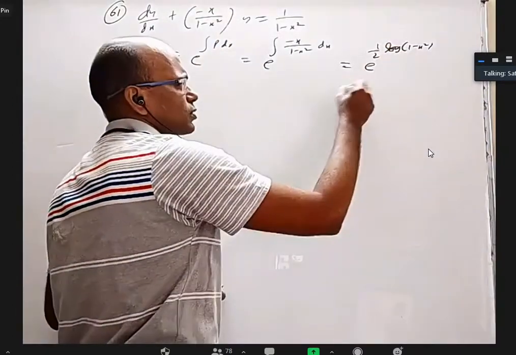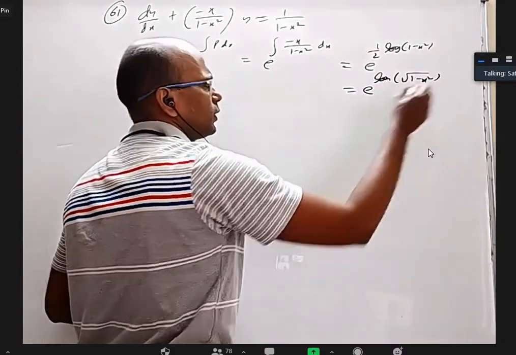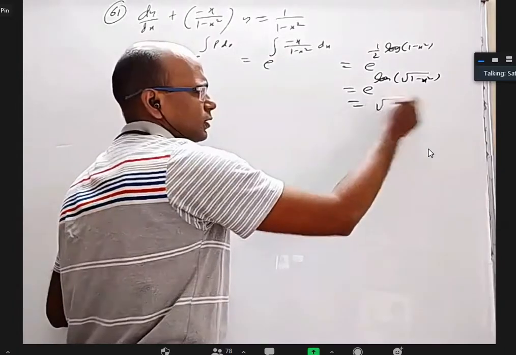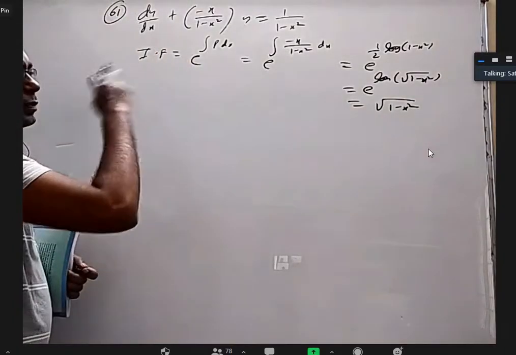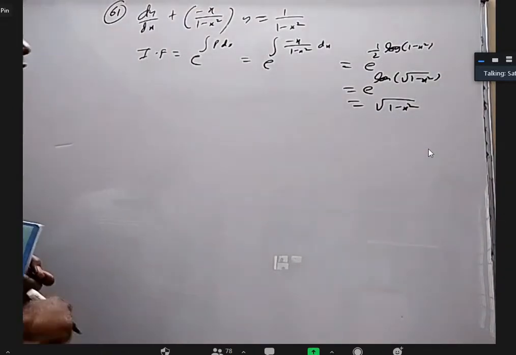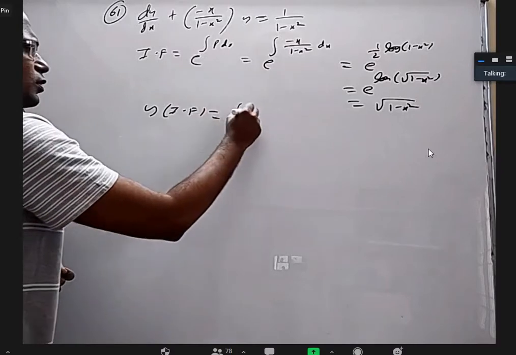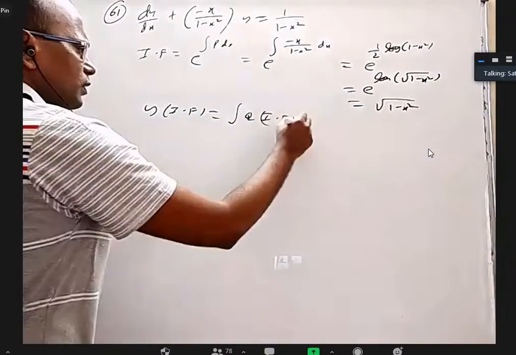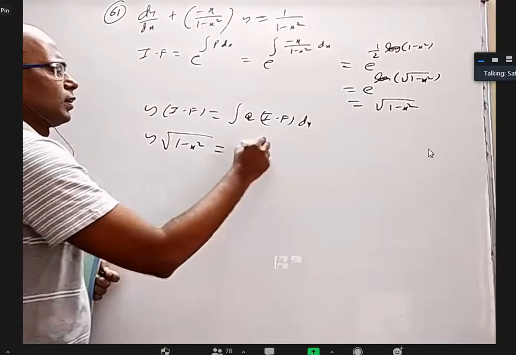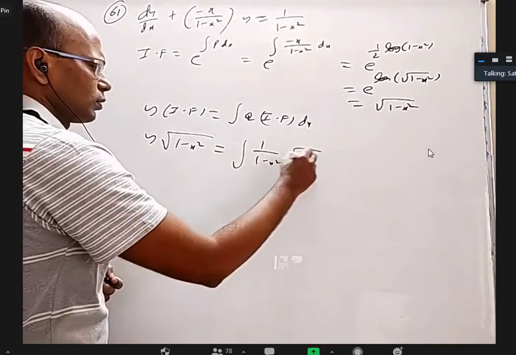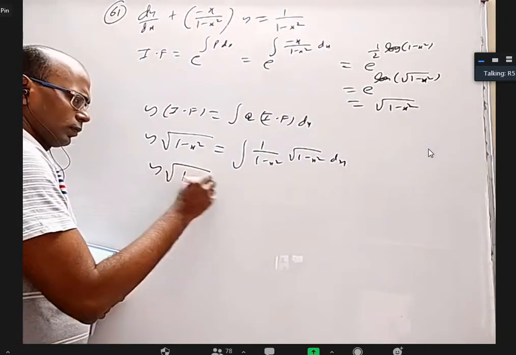When this half goes there, you will get e power log of root 1 minus x square. E and log will cancel. That is, e power log x is x, we know that. So I have to multiply with root 1 minus x square. That's the point. Or directly the formula: y into integration factor is integral Q into integration factor dx. So we'll get y into root 1 minus x square equals integral of 1 by (1 minus x square) into root 1 minus x square dx. Sir, integration factor will be x square minus 1, no, sir?